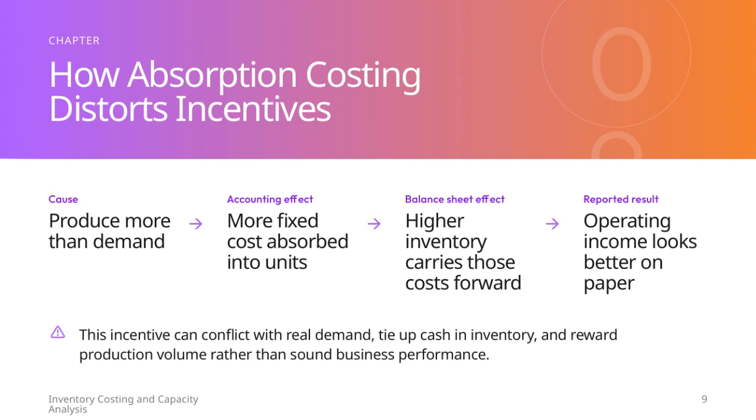However, this situation can lead to some issues. The incentive to produce beyond demand might conflict with actual market needs, potentially tying up cash in excess inventory. Instead of focusing on genuine business performance, companies might end up rewarded just for producing volume, which isn't always in their best interest. So, understanding this dynamic is crucial when analyzing inventory costing and capacity, as it highlights how internal accounting methods can influence real business decisions.